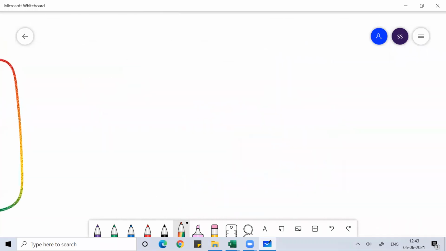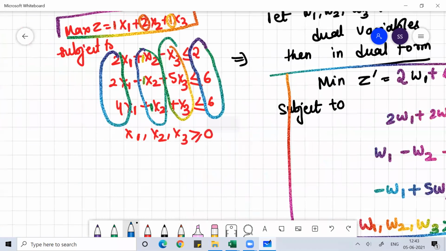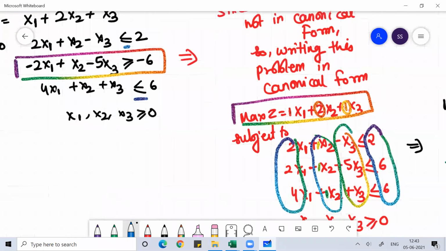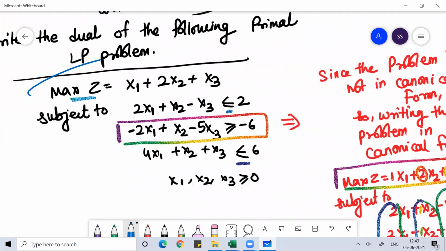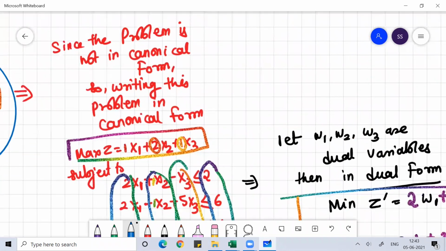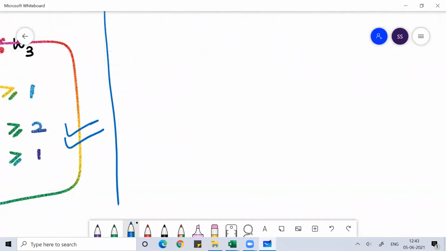Very easy. Okay, right now, in today's class I will not solve these problems. If you solve this problem and find the values of x1, x2, x3, and you solve the other problem and find the values of w1, w2, w3, that will remain the same only, guys. I hope you understand it. Okay, write down the next problem.